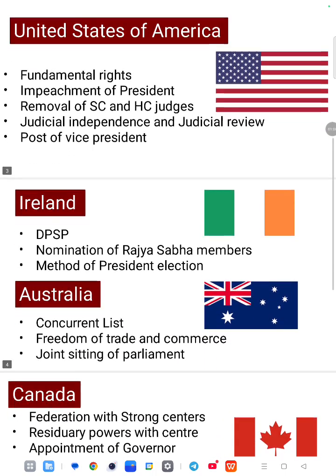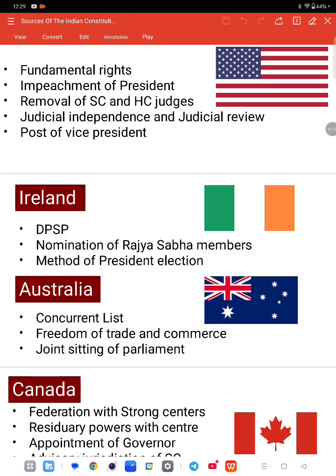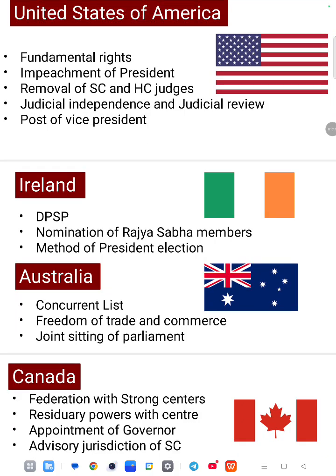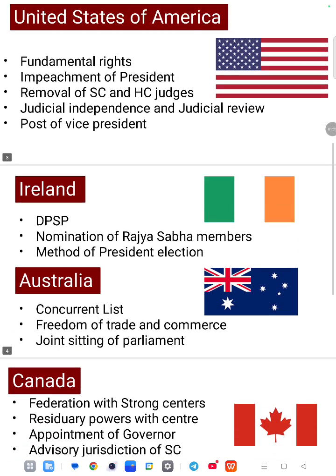From the USA, we took fundamental rights, and we took impeachment, because impeachment is used for the president. So impeachment of the president we took from the USA. From the USA we also took the Supreme Court and High Court judges, judicial independence and judicial review. Both of them, the vice president as well, we also took over.